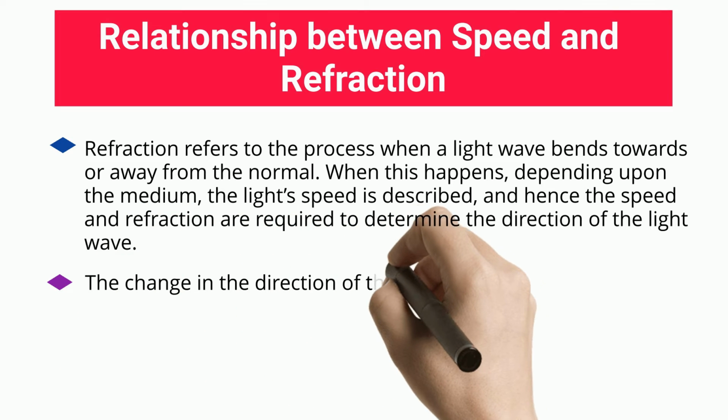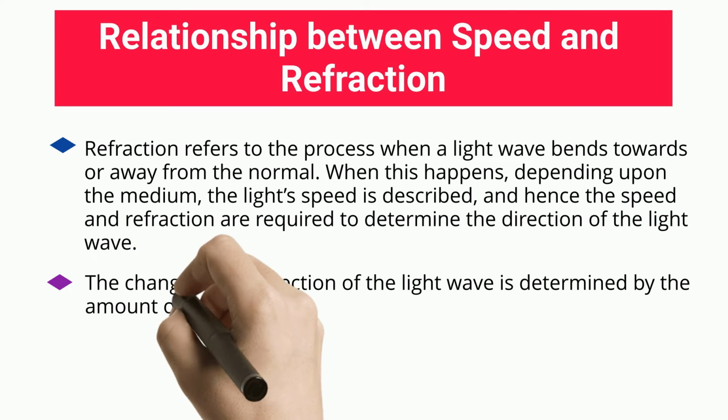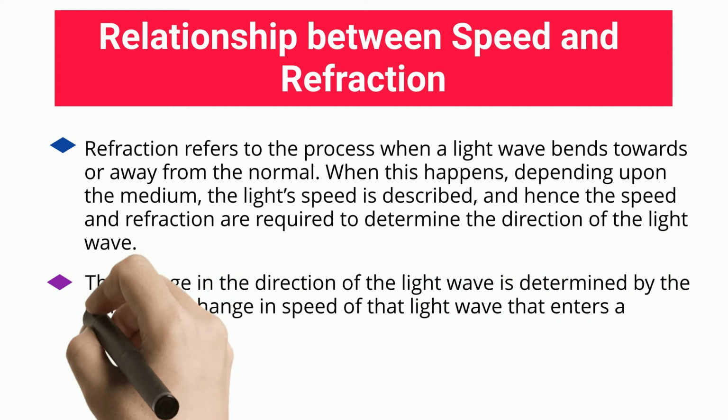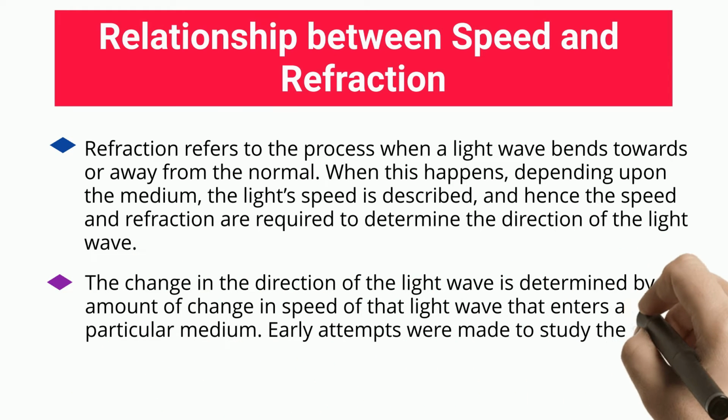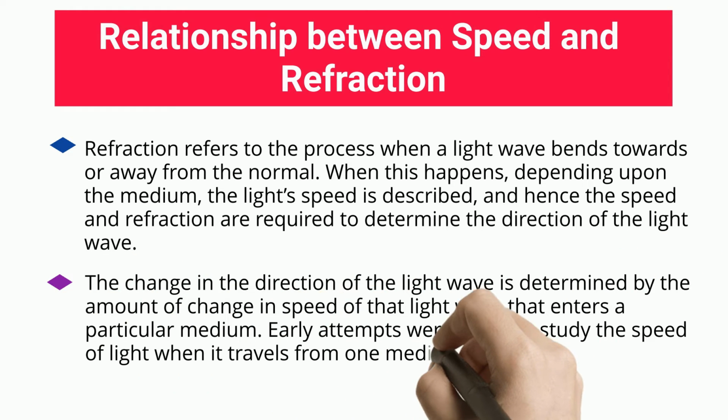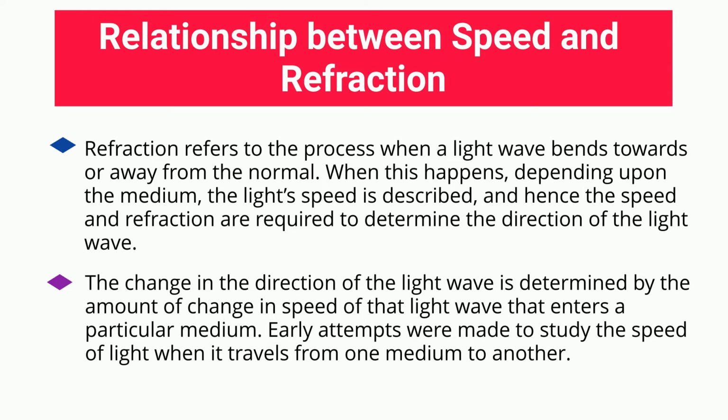The change in the direction of the light wave is determined by the amount of change in speed of that light wave that enters a particular medium. Early attempts were made to study the speed of light when it travels from one medium to another.